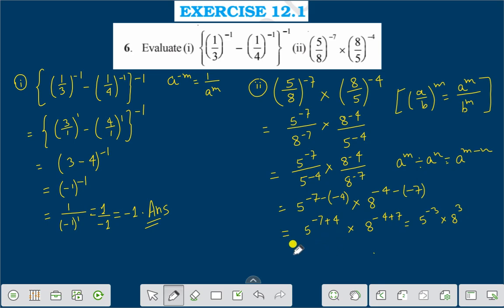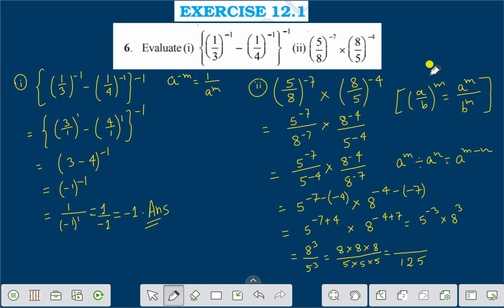Therefore, we are getting 8 to the power 3 by 5 to the power 3. Therefore, we are getting 8 into 8 into 8, and 5 to the 3 is 5 into 5 into 5, right? Therefore, we are getting 5 into 5 into 5. 5 fives are 25. 25 into 5 is 125.